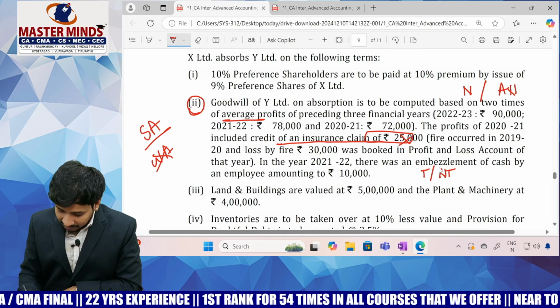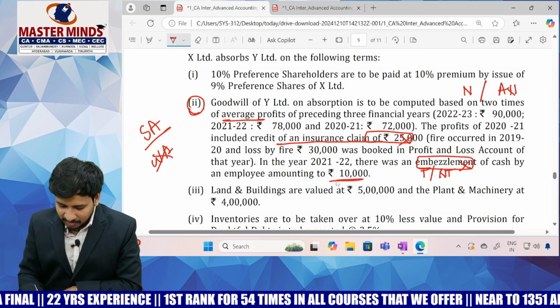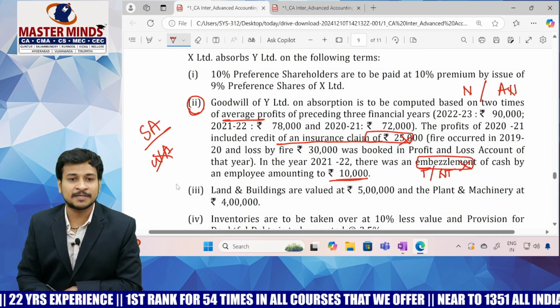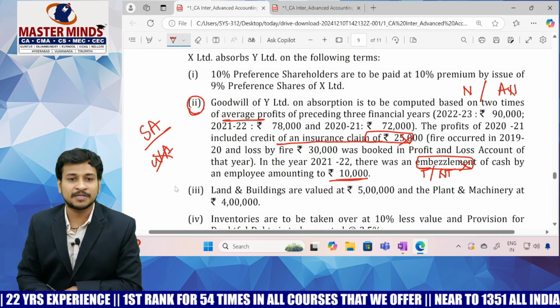Embezzlement is also a kind of abnormal and hence you have to ignore it. Something like exceptional and extraordinary items you have to ignore while computing the goodwill. Remaining all are okay. Now, even unrecorded current asset of 15,000 is there. Let us take that 15,000 unrecorded current assets, absolutely no problem.